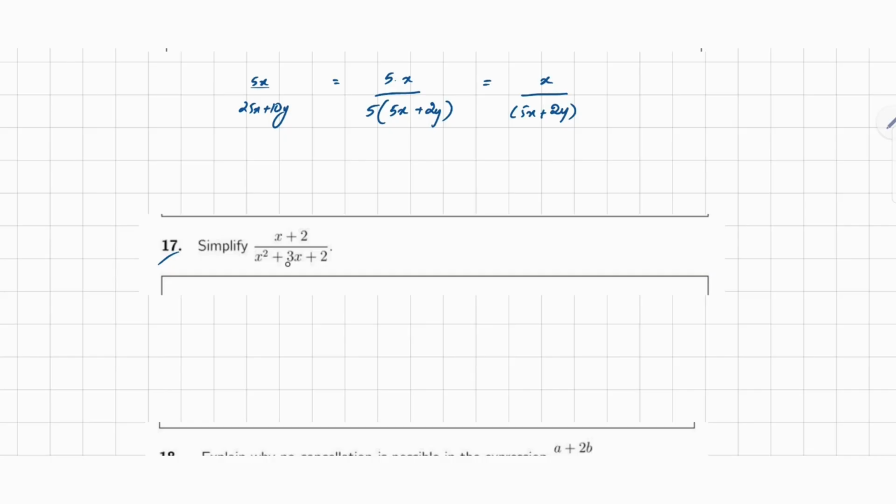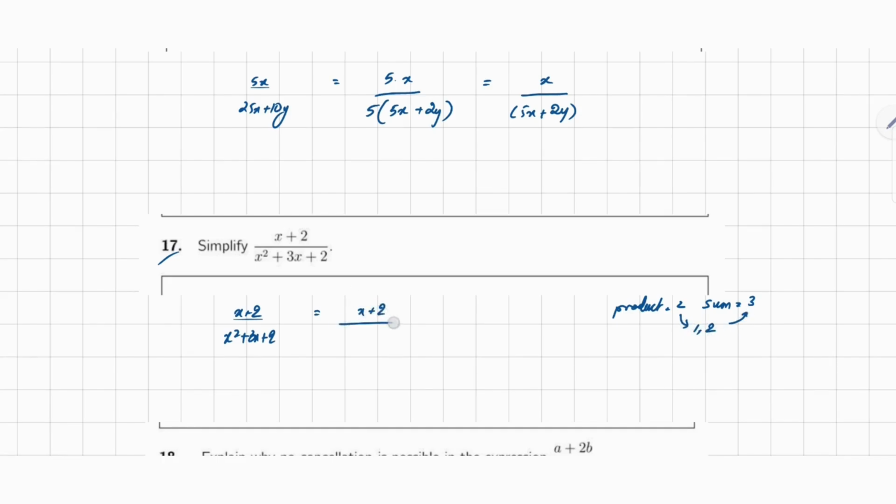Next, we have x plus 2 over x squared plus 3x plus 2. We can factorize the denominator by splitting the middle term. Here, to split the middle term, we need a product and the sum. The product is given by multiplying the third term with the first coefficient of the first term. So we have product is 2, and our sum should equal 3, which is the coefficient of x. The factors of 2 are 1 and 2, and 1 plus 2 gives us 3.